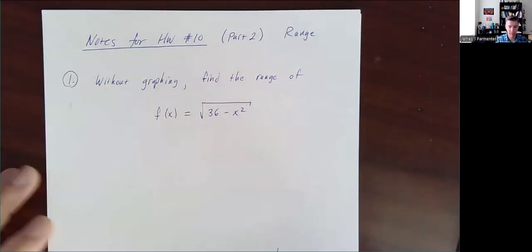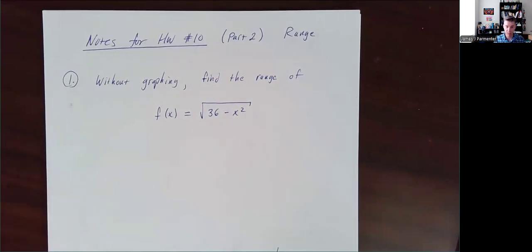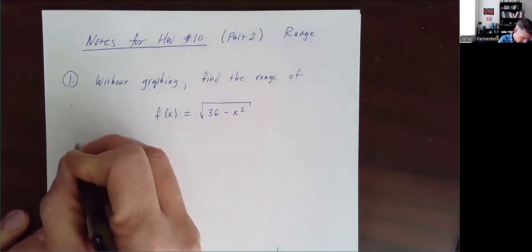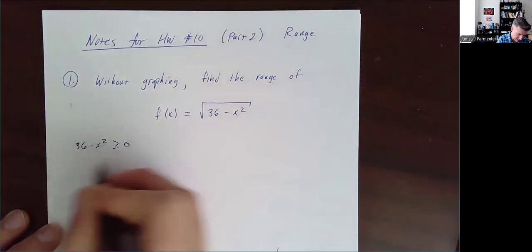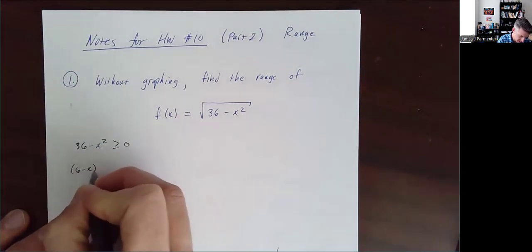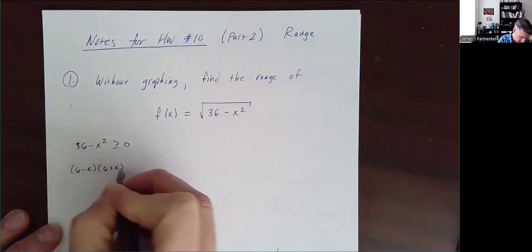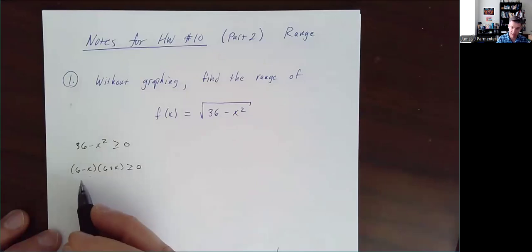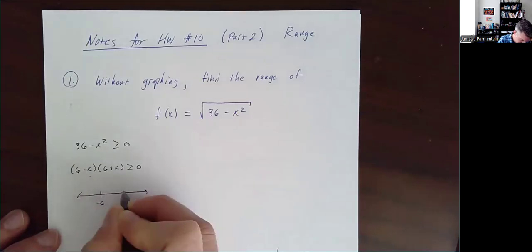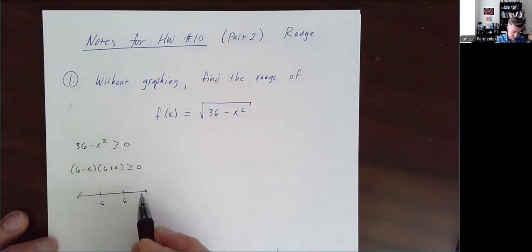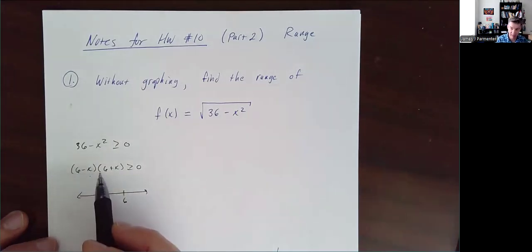So looking at this function, f of x equal to the square root of 36 minus x squared, I know that I need 36 minus x squared to be bigger than or equal to 0. I'm going to factor this as 6 minus x times 6 plus x. And then the numbers that go on the number line are 6 and negative 6. Pick a number bigger than 6, like 7. 6 minus 7 is negative. 6 plus 7 is positive.